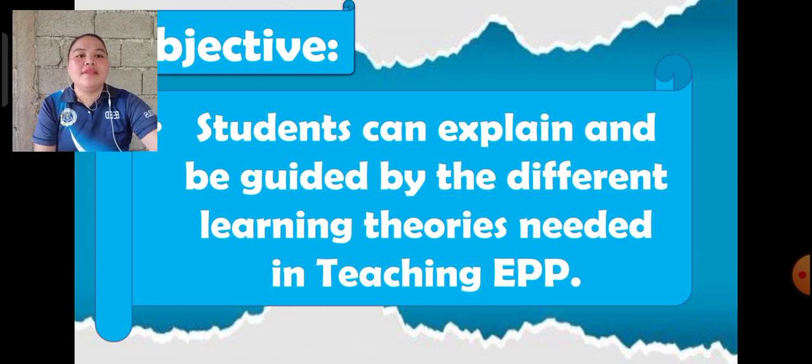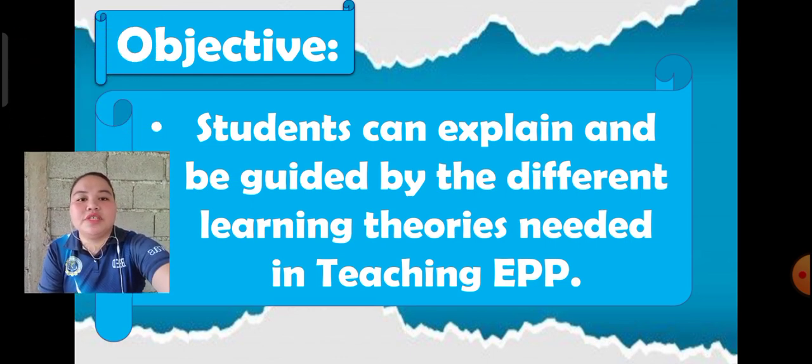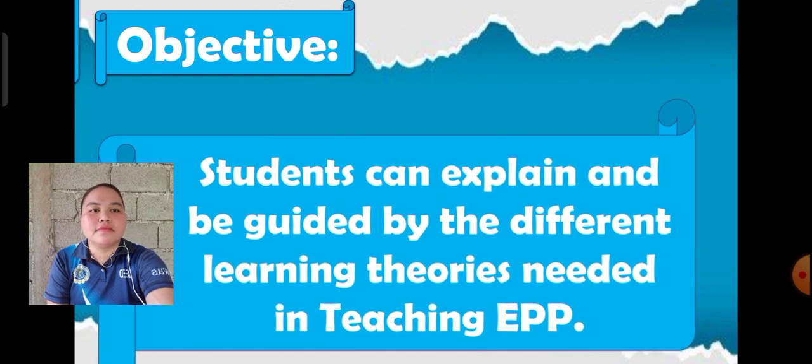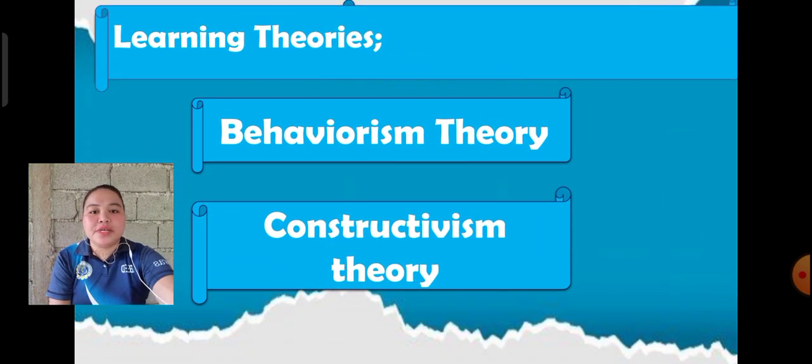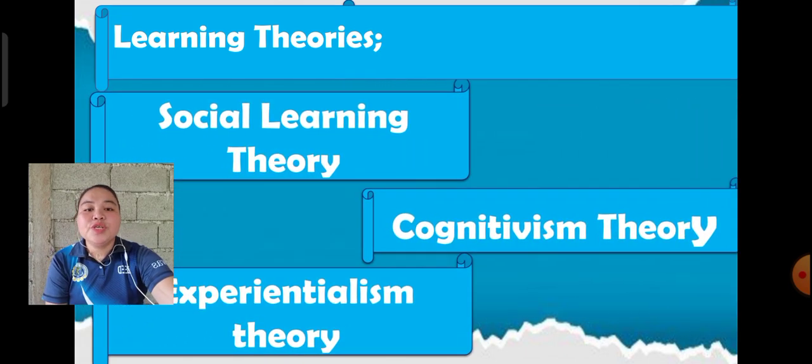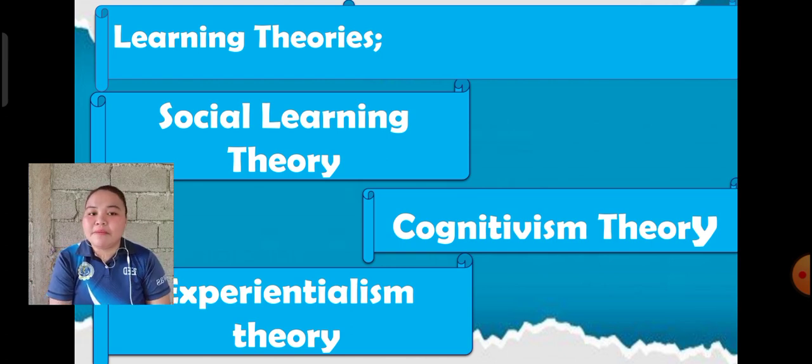Before that, I am the only one to read the objective since I was just recording my discussions. Our objective for today is that you as a student can explain and be guided by the different learning theories needed in teaching EPP. These are my learning theories: behaviorism theory, constructivism theory, social learning theory, cognitivism theory, and experientialism theory.